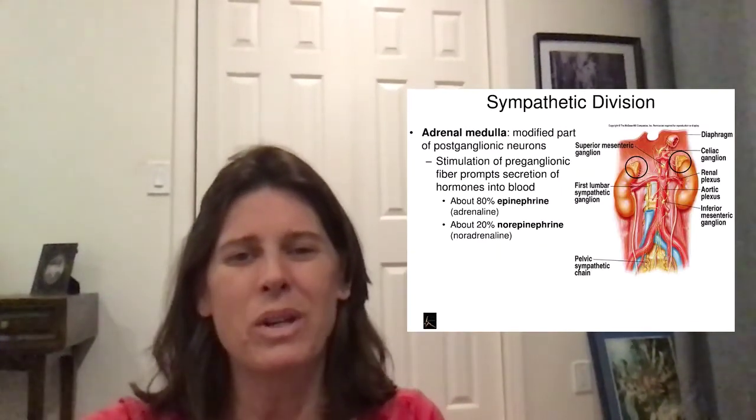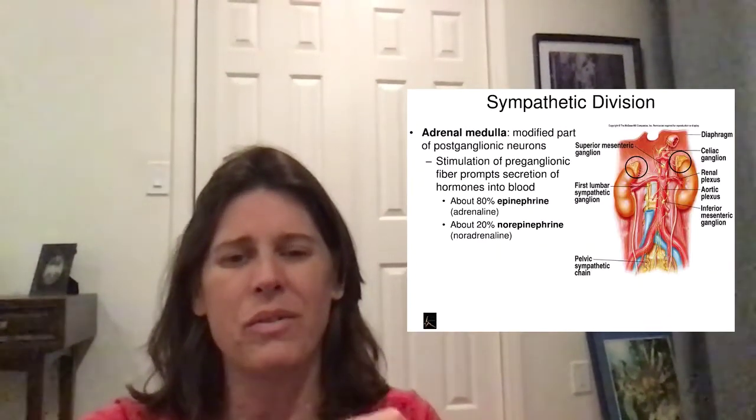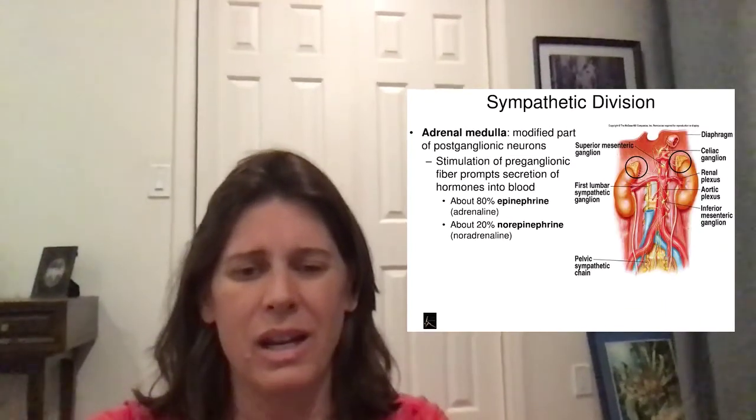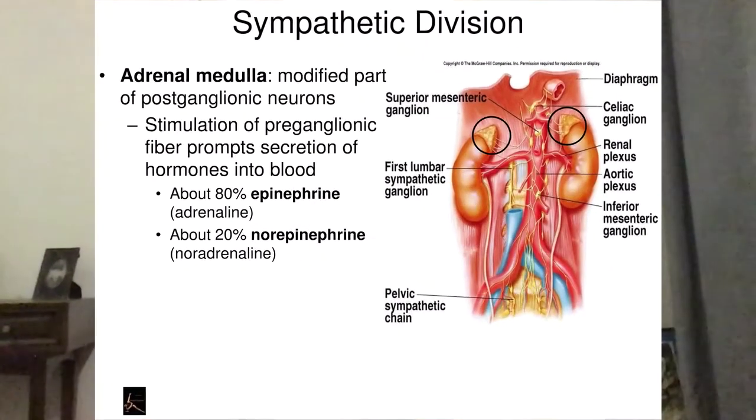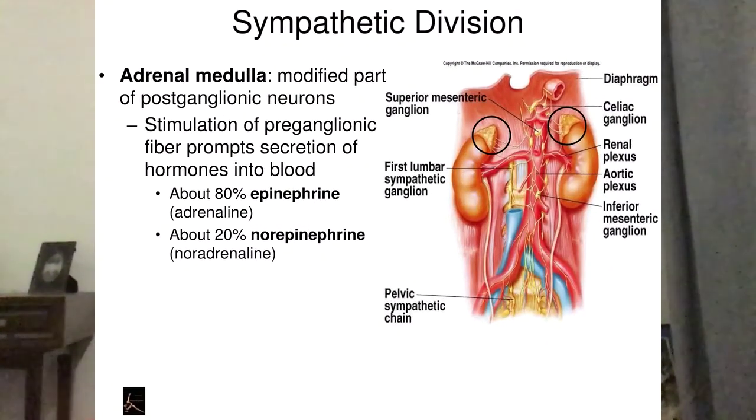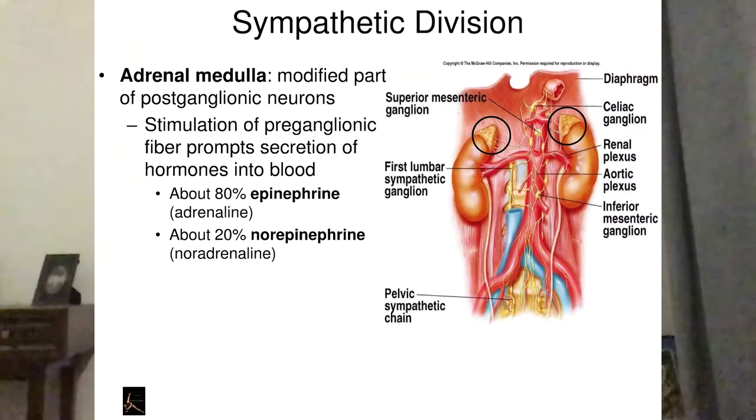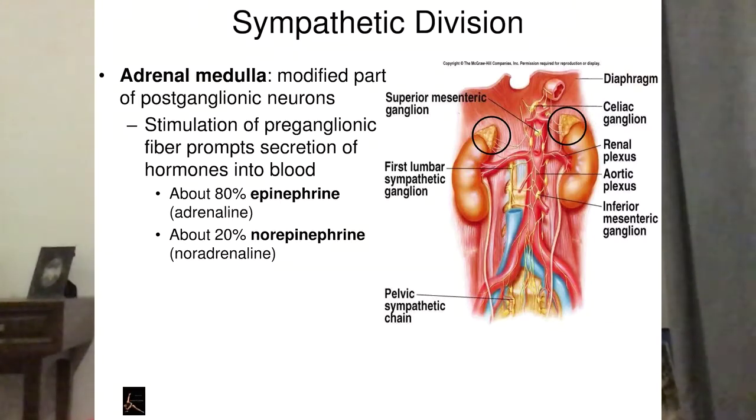And so what we're going to do is release hormones out of the adrenal gland. And here in this picture, you can see our adrenal glands are circled there. They sit on top of our kidneys. Okay, they're not connected to our kidneys. They're a separate organ, but that's just where they're located.